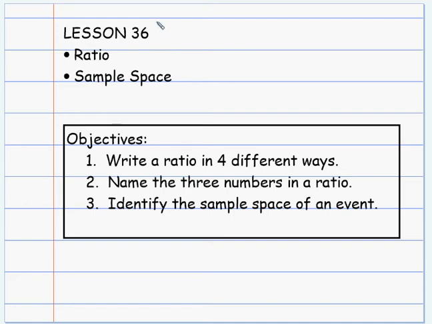Hi class, this is course 2, lesson 36, and today we're going to talk about ratio and sample space. And again, you do not need to write these objectives down, but this is what we're going to discuss today. We're going to write a ratio in 4 different ways. We're going to name the 3 numbers in a ratio, and we are going to identify the sample space of an event.